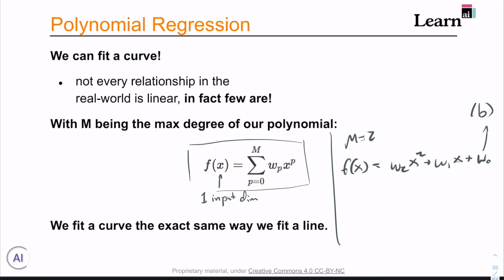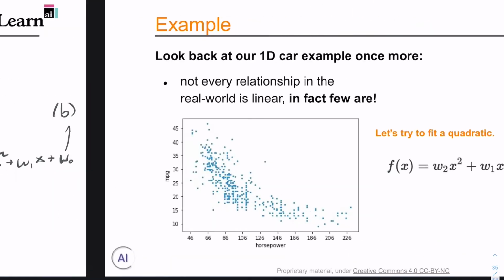And we fit this the exact same way we fit a line. We're just optimizing these weights to minimize the mean squared error cost, right? It's the same exact thing. We're using gradient descent to step down that curve.